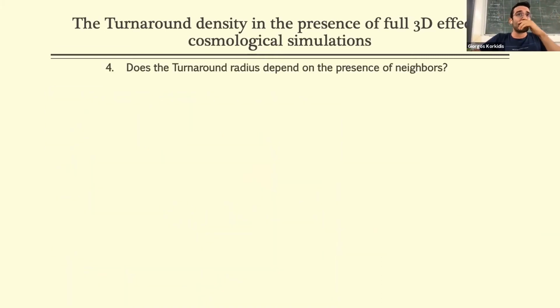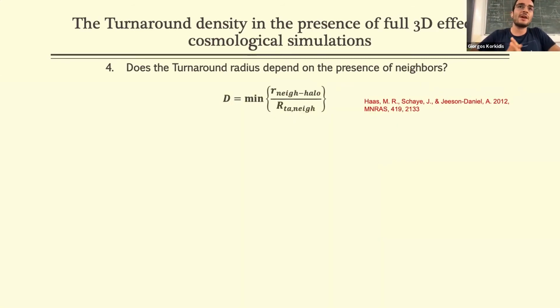The other prime suspect is the presence of massive neighbors, and unfortunately, I don't have time to dive very deep into that. But a metric we use, taken from Hellas et al. of 2012, actually tries to capture the tidal effect of a neighboring structure on a sphere, and in this case on the boundary of the halo, which for our interest is the turnaround radius.